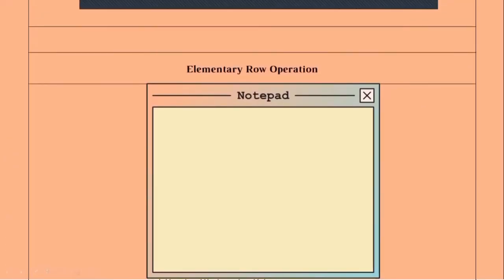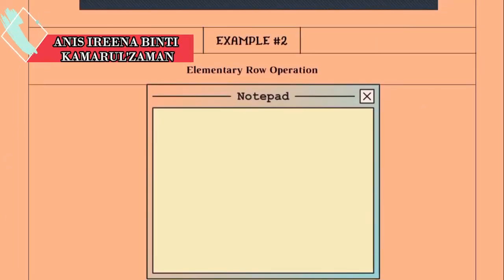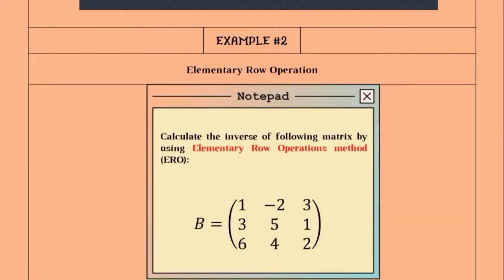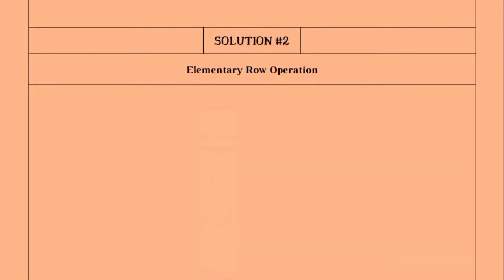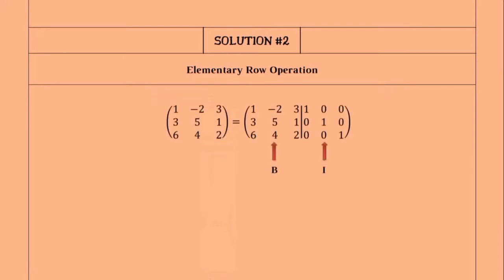Now, we will discuss another example of how to find the inverse matrix by using ERO. Calculate the inverse of matrix B with elements 1, negative 2, 3, 3, 5, 1, 6, 4, 2. So, first step is to form the augmented matrix B|I. So, we copy the matrix B to the left-hand side and the identity at the right-hand side. Second step is to perform ERO until we get the new augmented matrix using addition, multiplying, or interchange row.